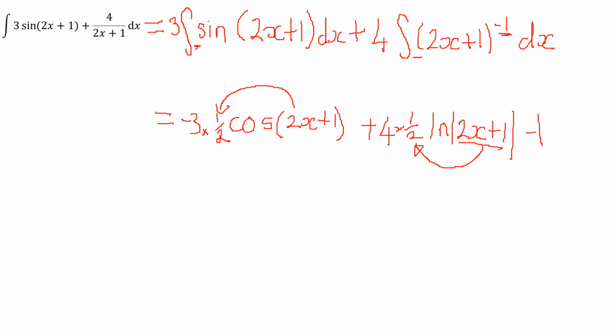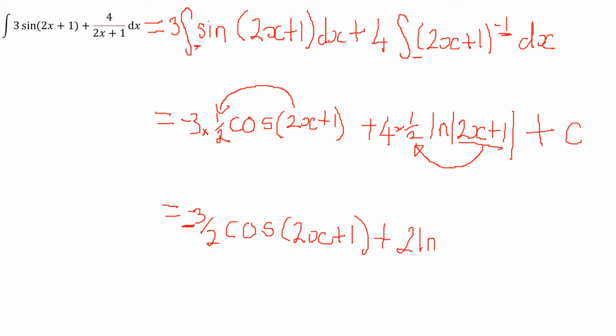Don't forget, at the end of this, we need our arbitrary constant. So we now write this as minus 3 over 2, 3 times a half. Just to make that clear, that is a negative there. Negative 3 over 2 cos 2x plus 1 plus 2 log 2x plus 1 plus c, the 2 coming from 4 times a half.